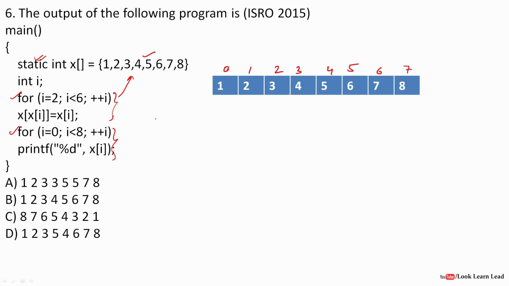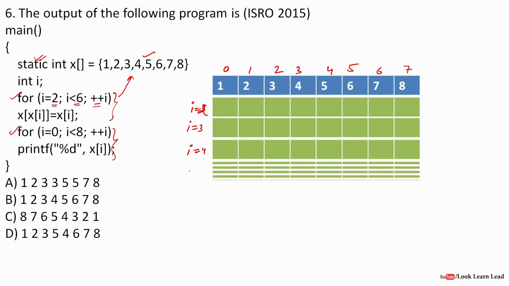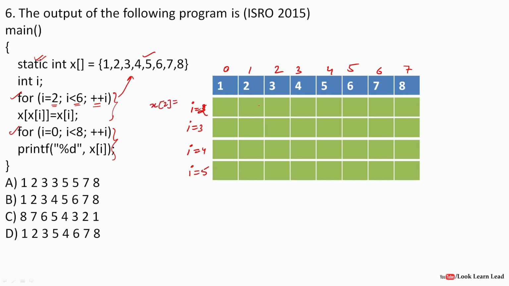This is our index. Now see, I starts from 2, increments by 1 till 6. So it would run for I equal to 2, it would run for I equal to 3, it would run for I equal to 4, and it would run for I equal to 5. That's it. So see, now what is the logic? x of I. So here x of I is x of 2. So now what is x of 2? x of 2 is 3.